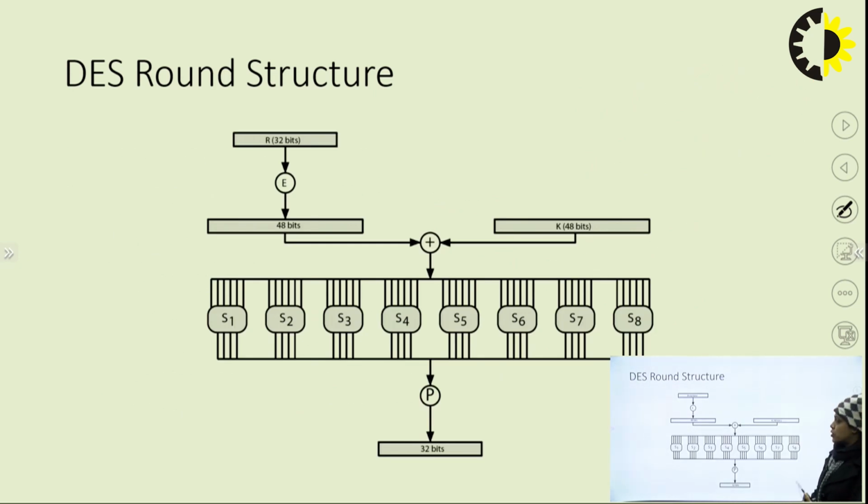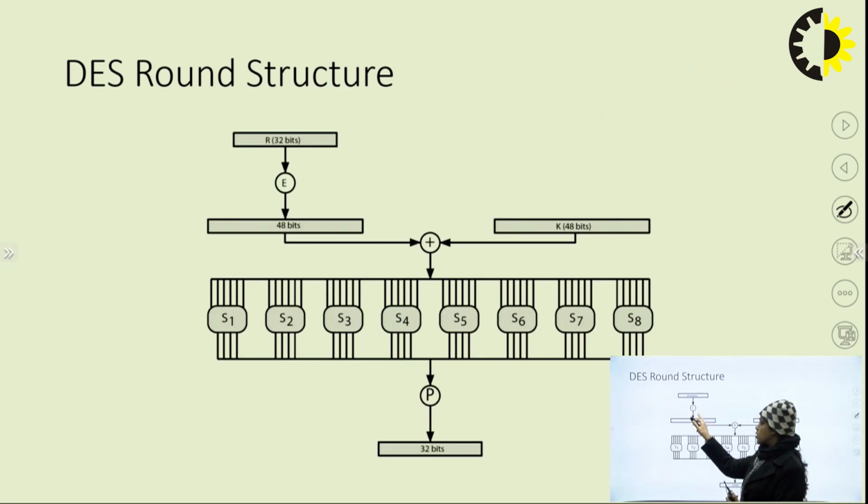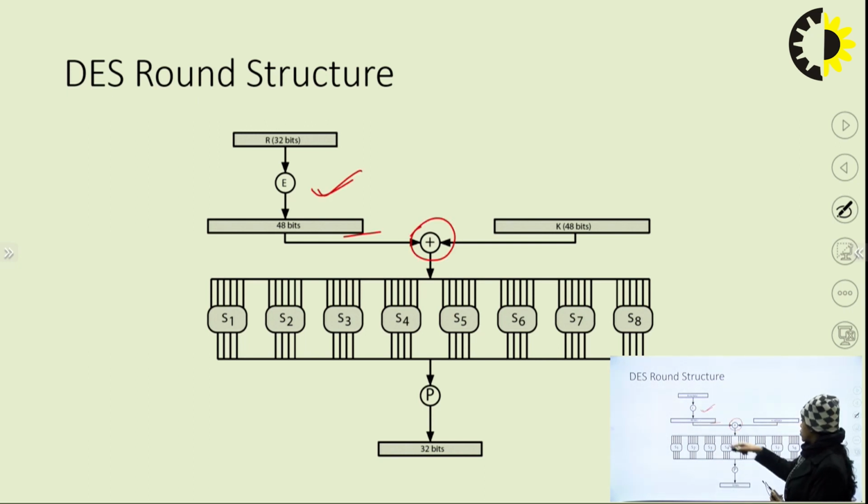So this is the round structure. These 32 bits of the right half will be processed with the help of an encryption. The 48-bit key will be processed over here and XORed with the 48-bit key. Means whatever input the right half has, we are going to expand that. These 32 bits will be expanded to 48 bits, and these 48 bits of key will be processed over here. The XOR will take place and they will be processed through these substitution boxes.